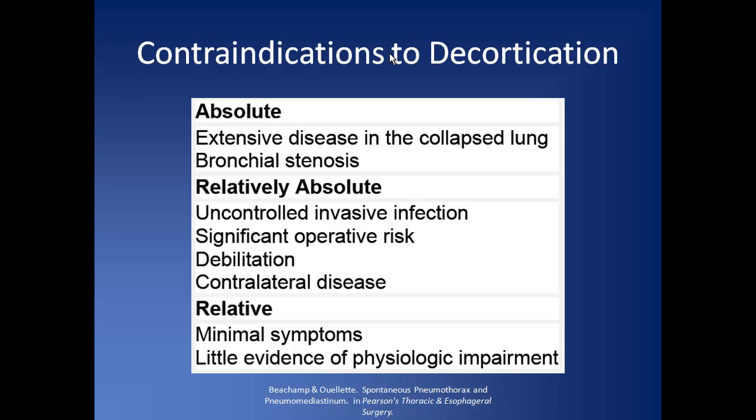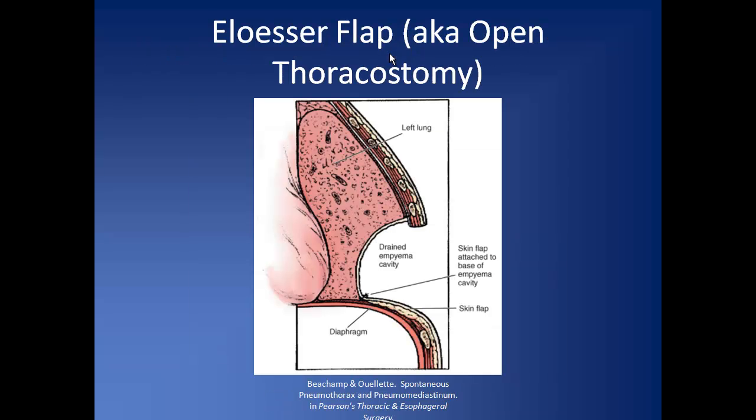So for those patients who have absolute or relatively absolute contraindications, we'll do what's called an Eloesser flap, which I know freaks you guys out when you've seen them. It's basically a big hole in the chest. So we cut out a few ribs. We actually involute the skin onto itself. And so you have a big hole going into the chest. And you do wet to dry dressings, let it granulate from the inside out. And so it's basically like lancing an abscess. Remember how we discussed the empyema looking like a zit? This is the major zit drainage for these patients.